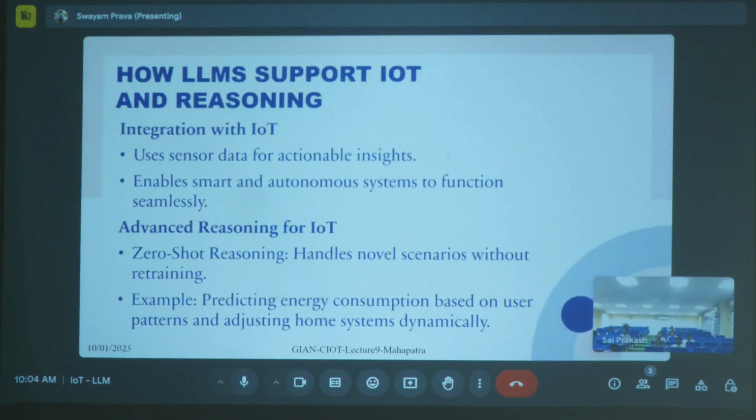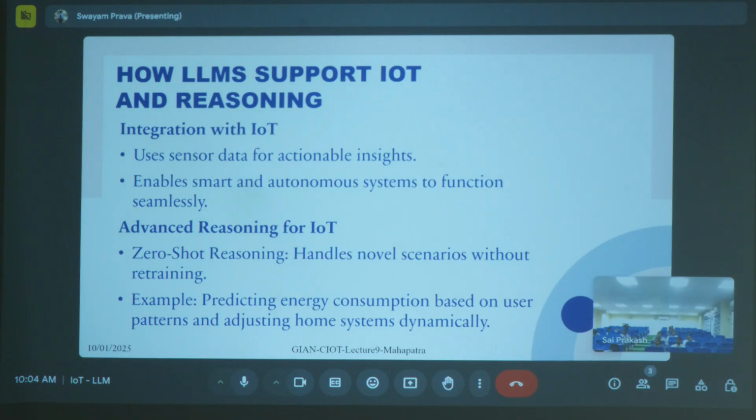Then, large language models also enhance IoT systems by providing advanced reasoning capabilities. The first way LLMs support IoT is through seamless integration with sensor data, like we talked about, to generate actionable insights. So it can also include things like thermostats and some smart home appliances. It can even be your fridge or microwave oven, which collect a massive amount of data.